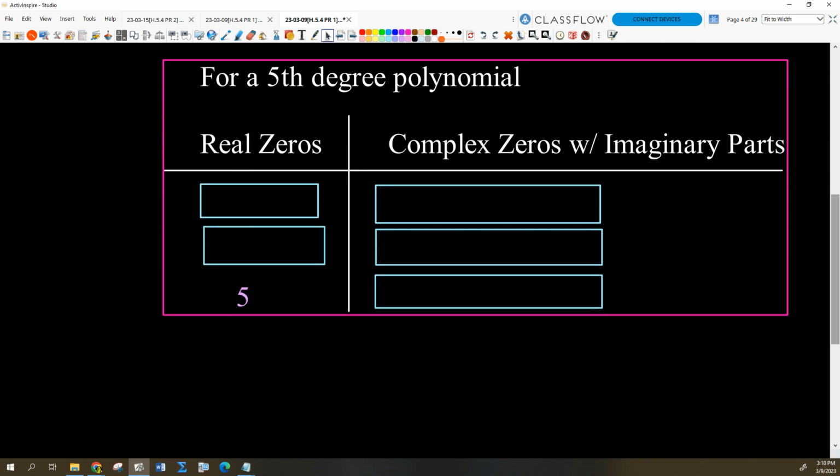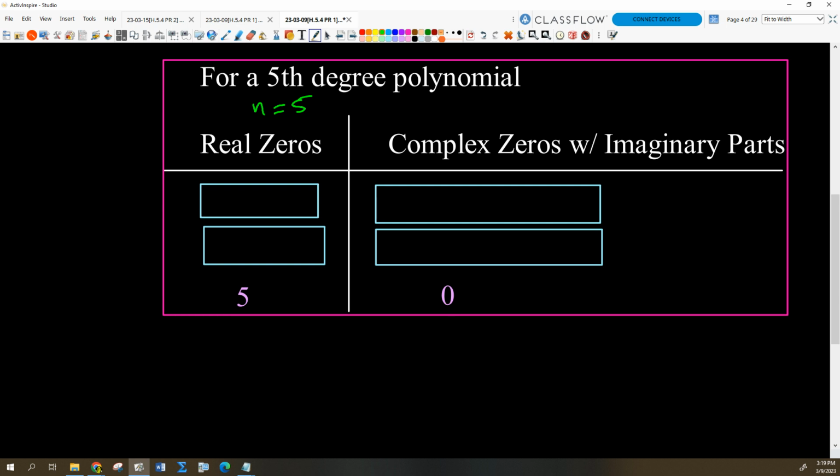if there are 5 real zeros, then how many complex zeros with imaginary parts could there be? What's the total number have to be? 5, so how many could there be? 5 plus 5 is 10. 0, yeah. Right? The total number of real and non-real zeros has to be 5 because n is 5, right? So there are 5, guaranteed. Okay, so I could have no complex zeros with imaginary parts.